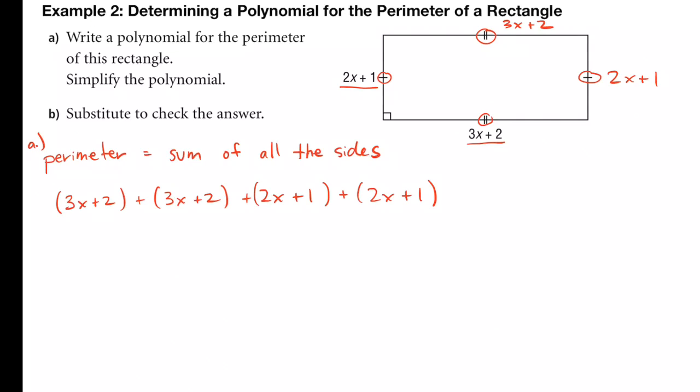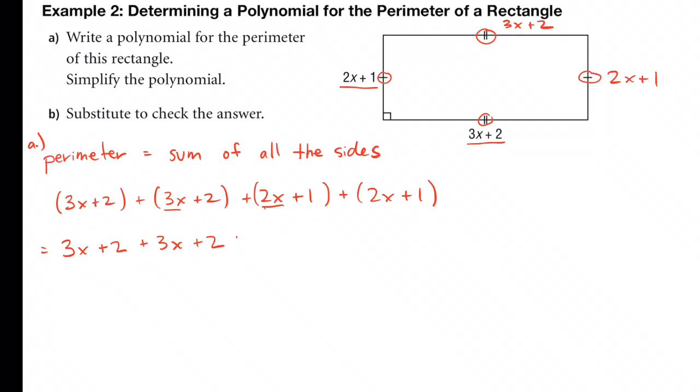And then we're going to apply our same rules for adding polynomials. We're going to drop the brackets and drop the plus signs in between. So this is what we actually have. So when we drop the brackets, we have 3x plus 2 plus 3x, because this is positive, plus 2.